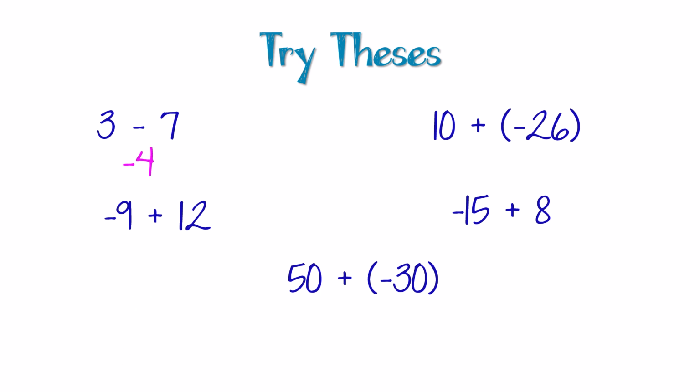For 3 minus 7, did you get negative 4? 10 plus negative 26 is negative 16. Negative 9 plus 12 is positive 3. Negative 15 plus 8 is negative 7. And 50 plus negative 30 is 20, or positive 20.